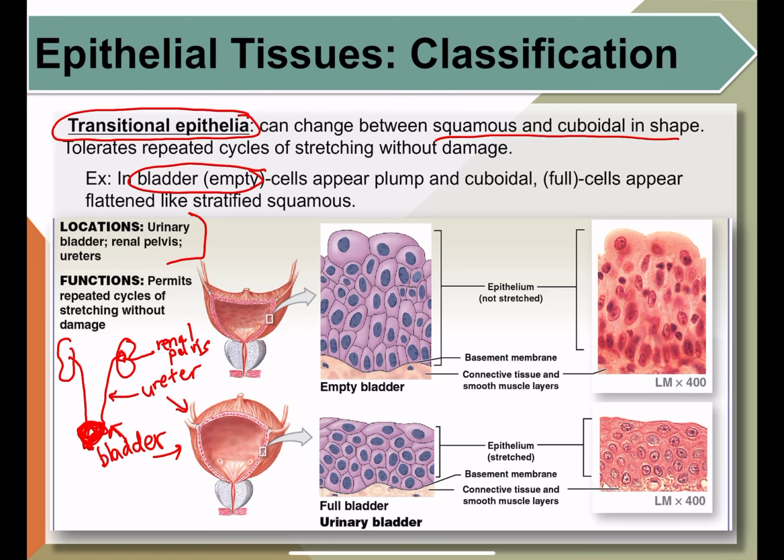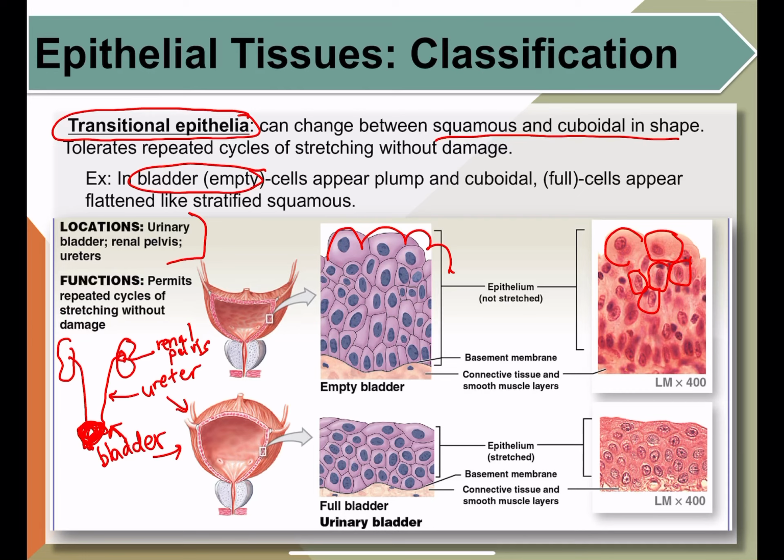Again, you'll know these parts next semester when we talk about the urinary system, but this is a good glimpse of it. So when the bladder is empty, its epithelial cells will appear more plumpy, like cuboidal cells right here. I like to call it plumpy because it looks plumpy on the microscope. Okay, and you'll see a lot of these cube-like structures of cells that resemble cuboidal epithelial cells.